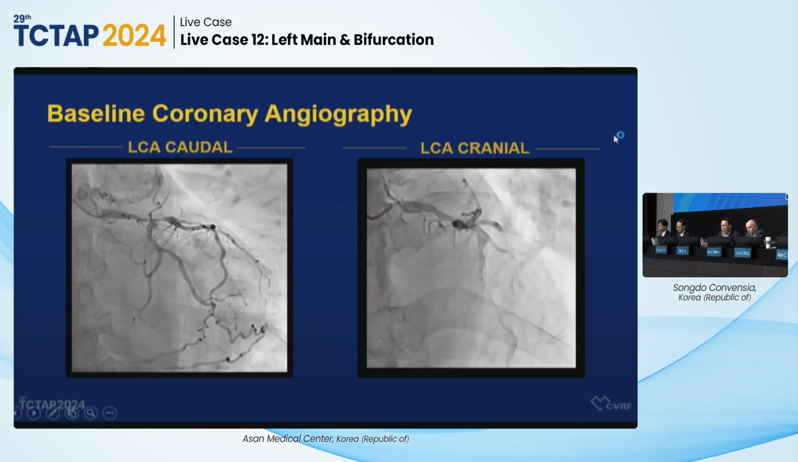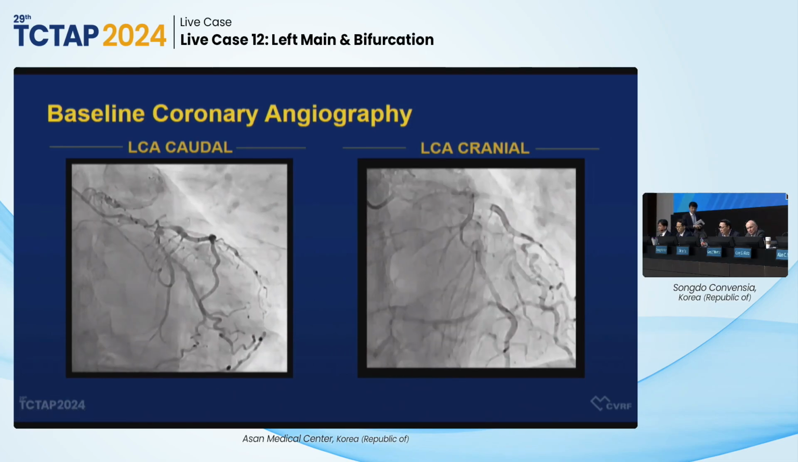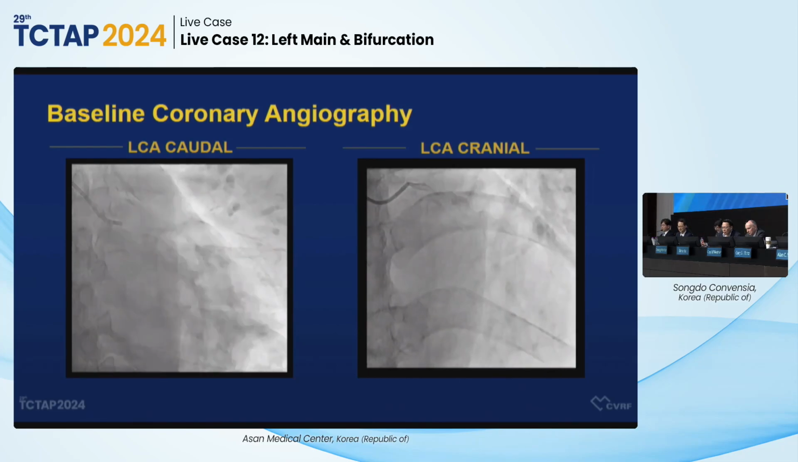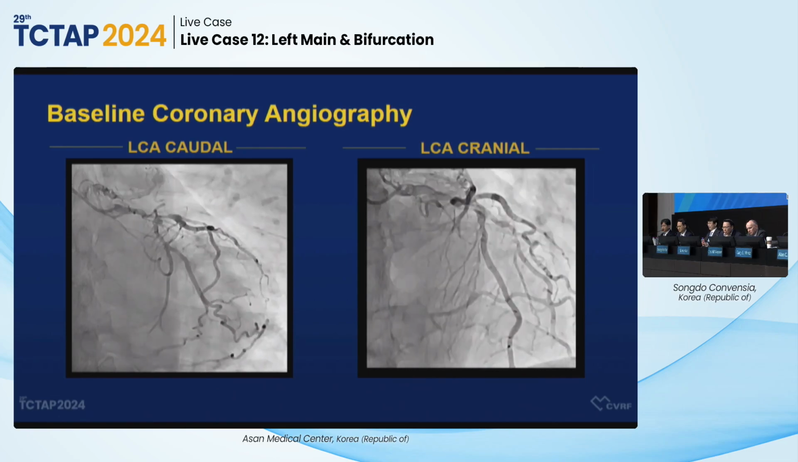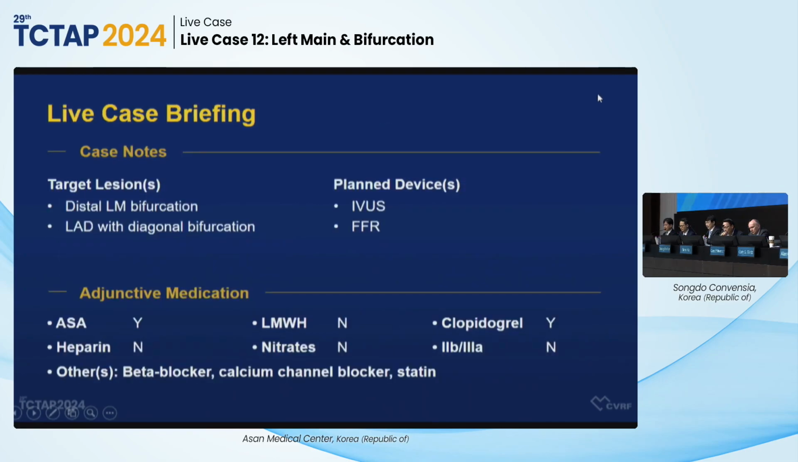Next. The left coronary system showed diffuse stenosis along the left main to distal-mid LAD and ectasia change at the diagonal bifurcation. Next. And next. The target region is the distal left main bifurcation region and the proximal to mid LAD region. The intracoronary imaging is IVUS, and we can choose the physiology study with randomization. Okay. Randomization. Yes.